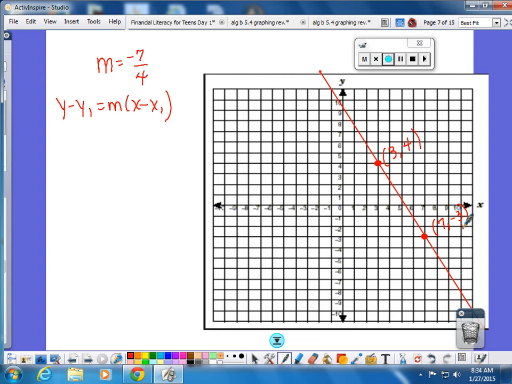Why? Positives. Just so I don't miss a sign. But it's also good if you use that. All right, so let's just say that together we're going to use 3, 4. And so y minus 4 is equal to negative 7/4 times x minus 3. All right, I used what I knew. I plugged into the point slope. And that's the only new part to this lesson.